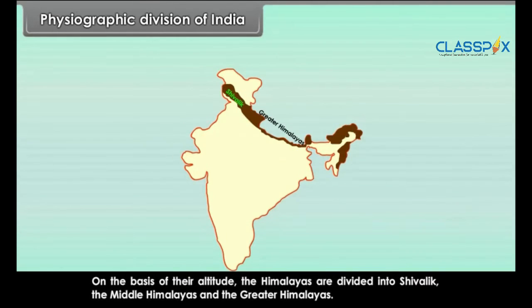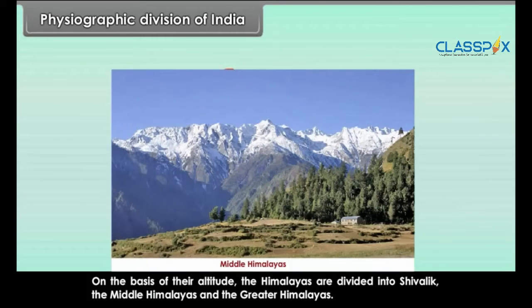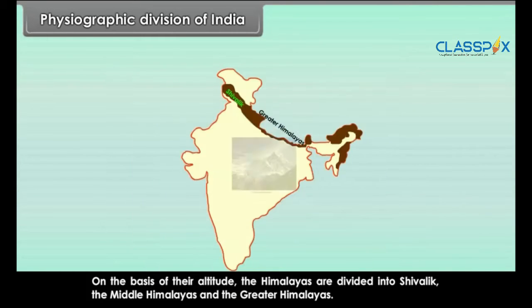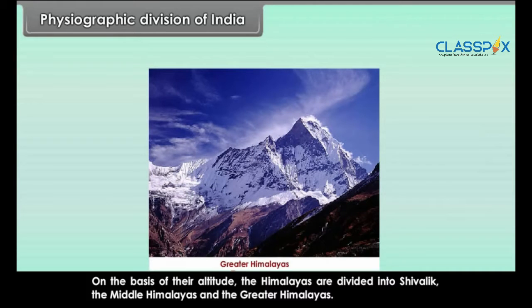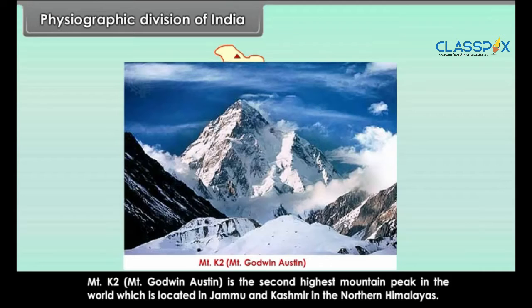On the basis of their altitude, the Himalayas are divided into Shivalik, the Middle Himalayas and the Greater Himalayas. Mount K2, Mount Godwin Austen, is the second highest mountain peak in the world, which is located in Jammu and Kashmir in the northern Himalayas.